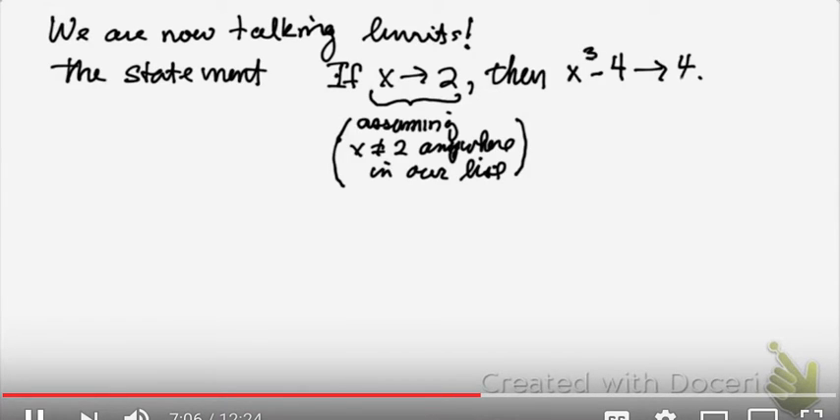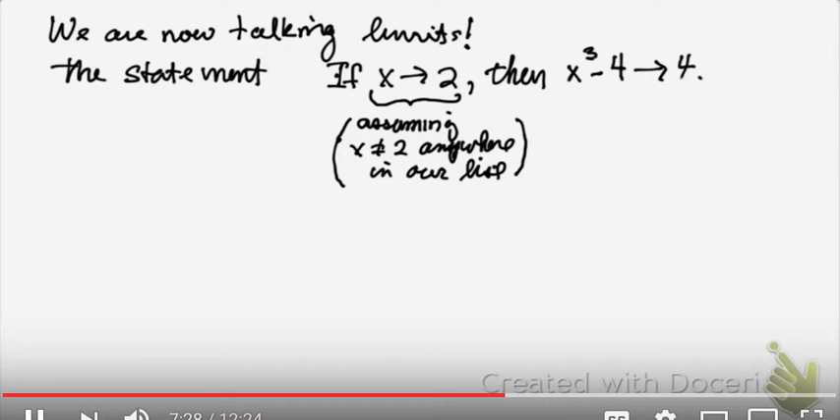We're now able to talk about limits using the textbook's notation. All right, here's a limit statement. If we have an x approaches 2 list, then the corresponding x cubed minus 4 list is going to have to approach 4. There's a little additional requirement about the x approaches 2 list: every number in that list is going to be something different from 2.